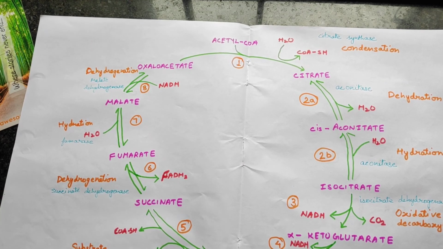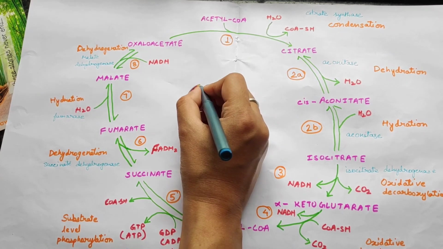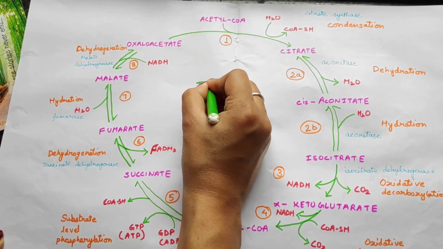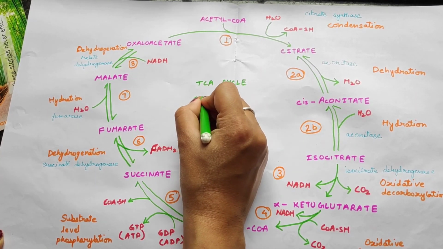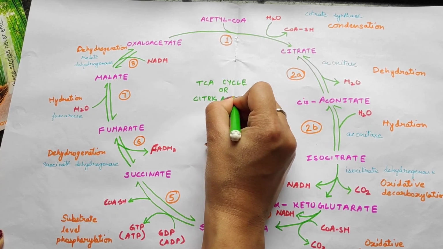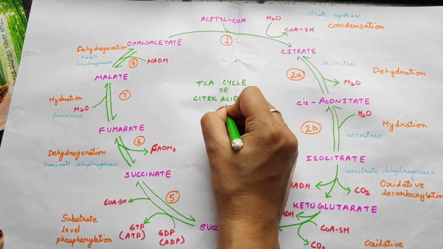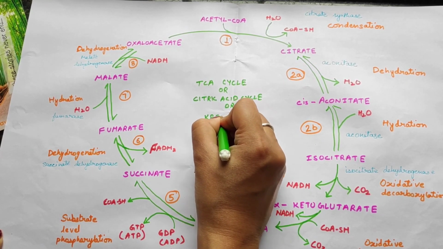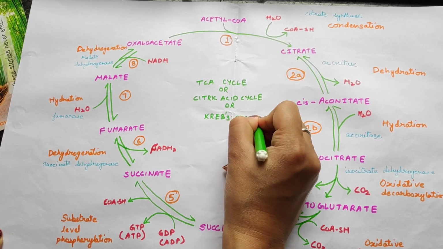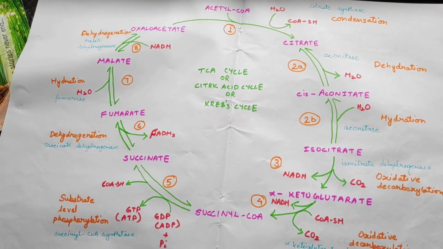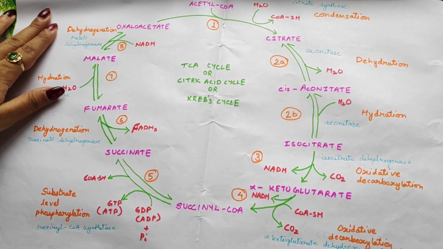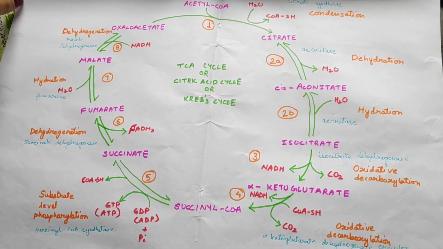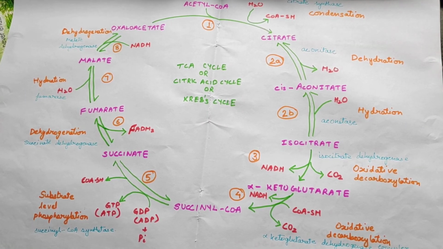So these are the 8 steps of the TCA cycle, where we can see that we are getting 3 molecules of NADH in step number 3, step number 4 and step number 8, and we are getting 1 molecule of FADH2 in step number 6, and we are getting either a GTP or an ATP in step number 5. So in total we are getting 3 NADH, 1 FADH2 and 1 molecule of either GTP or ATP. This is the TCA cycle, or you can say citric acid cycle, and this is also called the Krebs cycle, after the name of the discoverer, Hans Krebs.